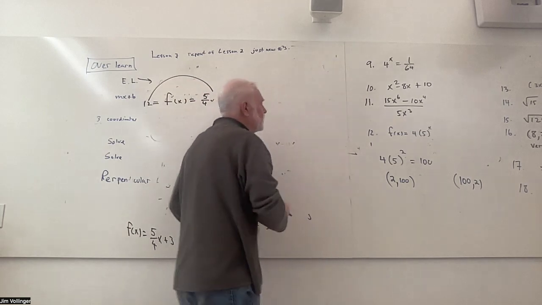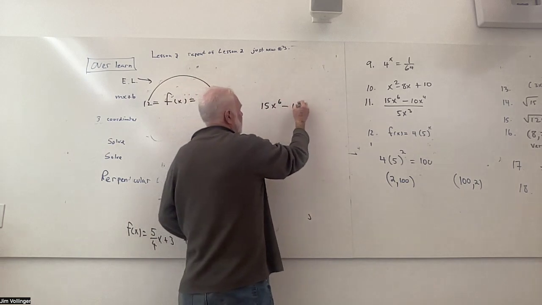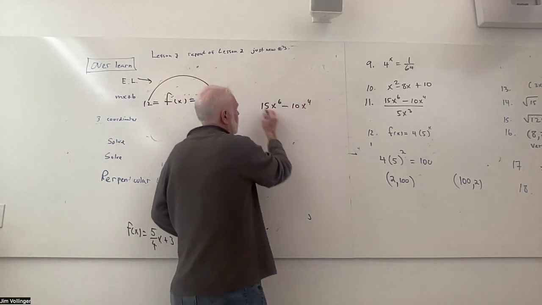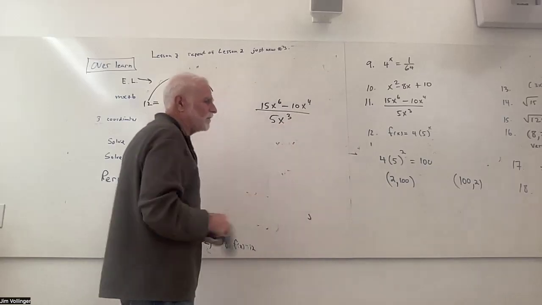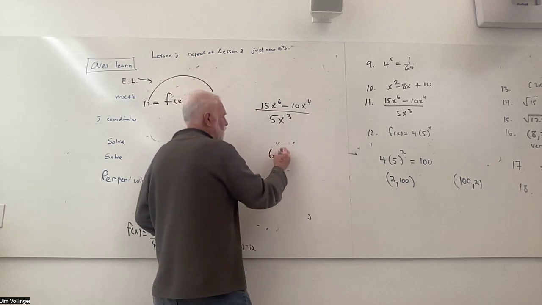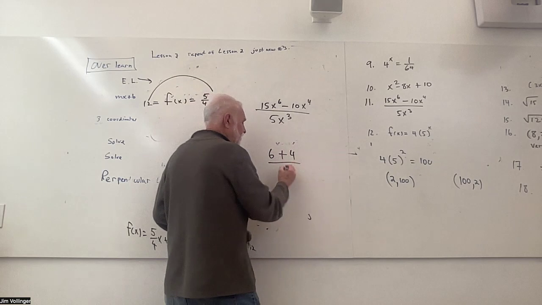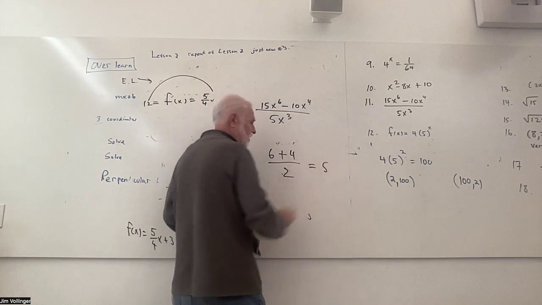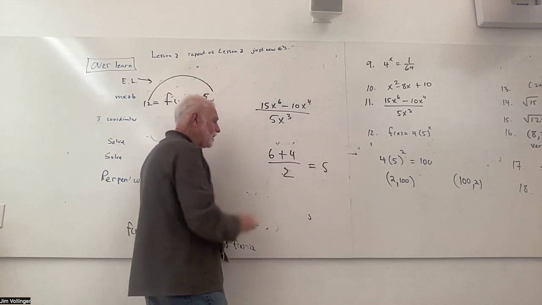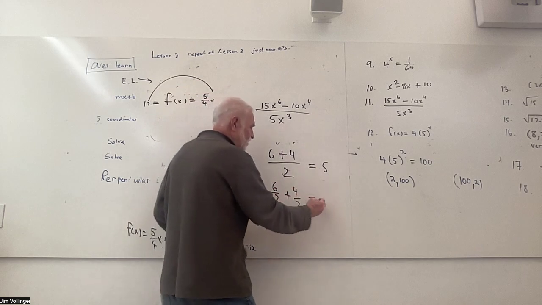All right, 15x to the 6th minus 10x to the 4th over 5x cubed. We're gonna just rewrite it and simplify it. So let's look at a situation whose answer we know. 6 plus 4 is 10. And what's 10 divided by 2? 5, you say. You'd be right. Why? Because 6 divided by 2 plus 4 divided by 2 equals 5.